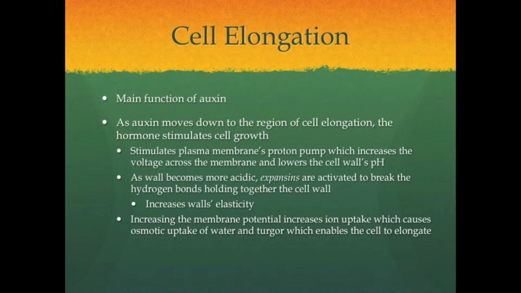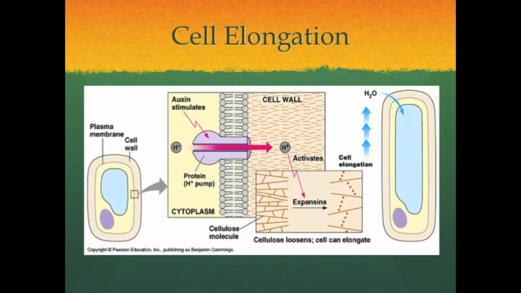Okay, cell elongation. It's auxin's main job. It's literally the elongation of the cell. What happens is the auxin stimulates the cell's plasma membrane to start pumping hydrogen ions out of the cytoplasm into the cell wall. When this happens, the cell wall's pH decreases, and these enzymes called expansins are activated to break apart the wall's hydrogen bonds. When the hydrogen bonds are broken, the cell wall becomes more elastic. And as the wall becomes more elastic, the cell is also taking in water, which pushes the cell to elongate.